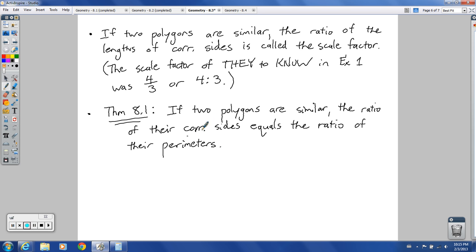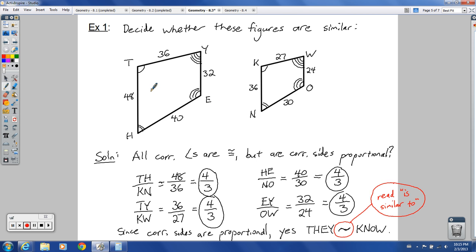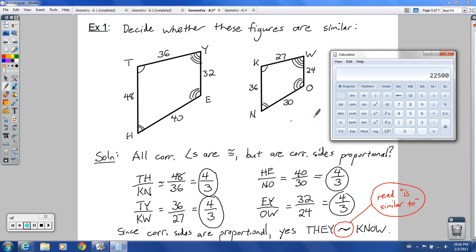I'm not going to do an example of this one in the context of the notes here, but I will point out how this works. So if we went back to example 1 and we added up all these, so 48 plus 36 plus 32 plus 40, why don't I get out the calculator to show you that this works. 48 plus 36 plus 32 plus 40. Okay, let's keep this number in mind. 156. Let's see what the perimeter is of this other one. We had 156. This one, 36 plus 27 plus 24 plus 30. Okay, 117. So 156 divided by 117. That should be the ratio of their perimeters.